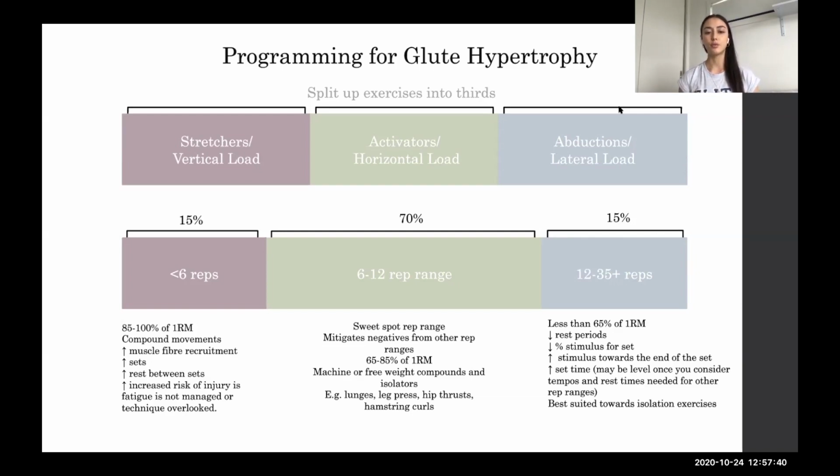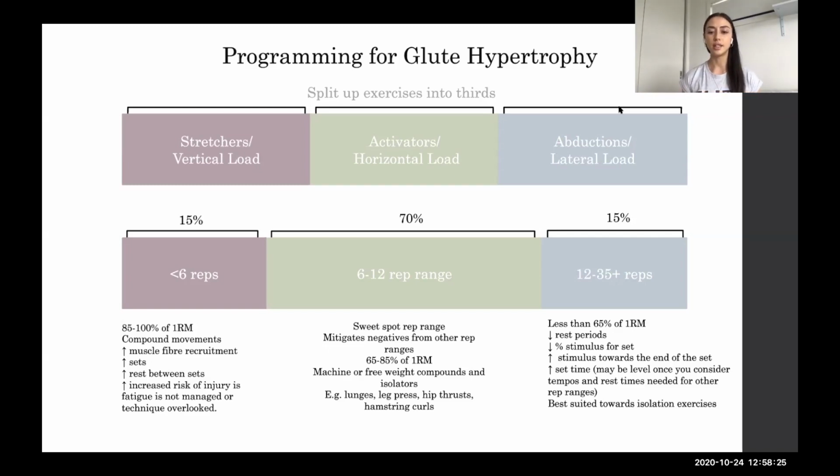Having a look at the rep ranges that we want to be working in, you want roughly 15% in the 6 and below rep range, roughly 15% in the 12 to 35 plus rep range, and then the bulk of your work to be done in the 6 to 12 rep range. These will definitely vary depending on what you actually prefer. Some people love lifting heavy stuff, so they'll be biasing towards the 6 and below, and maybe the 6 to 12 more so. Some people love lifting lighter weight and higher reps, which is completely fine.